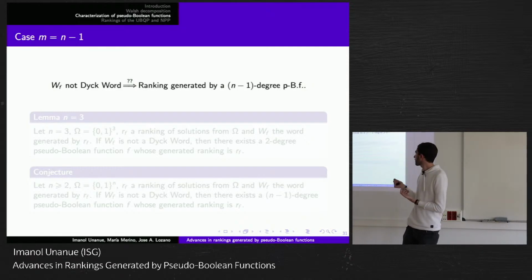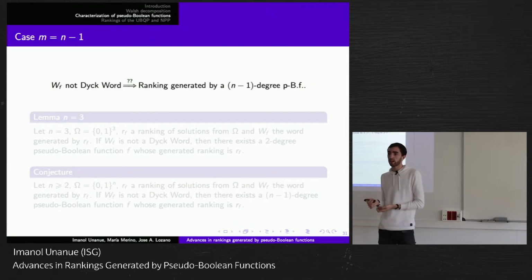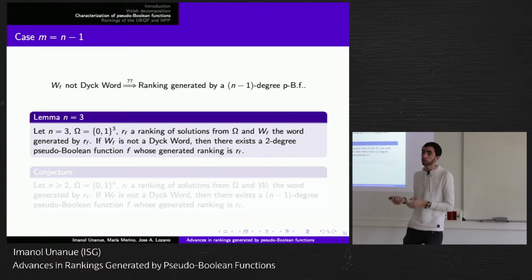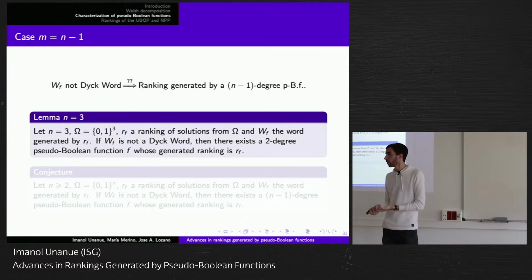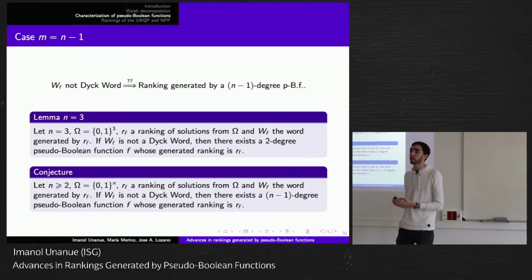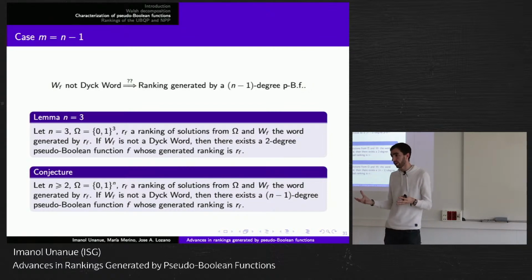Can we ensure that that ranking can be generated by an n-1 degree pseudo-Boolean function? Well, for the case n equals 3, we have exhaustively verified, and that's true. For greater spaces, we cannot check it. The problem of checking is that the number of scenarios is very large.